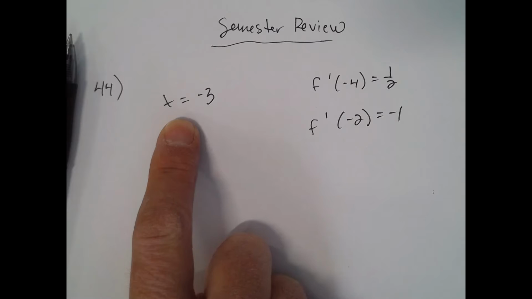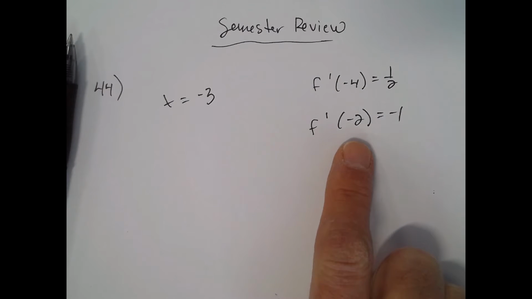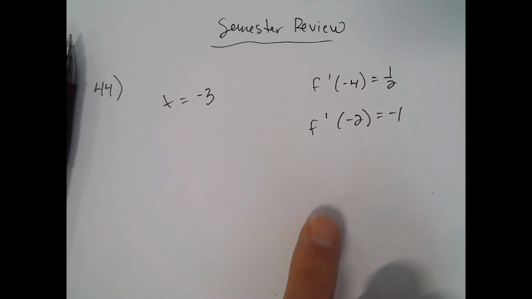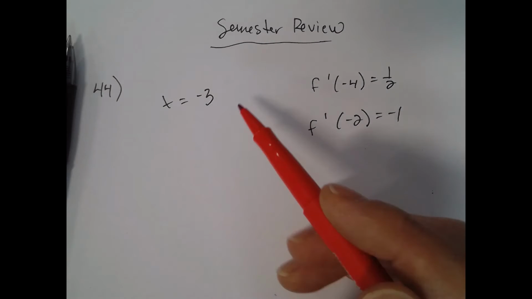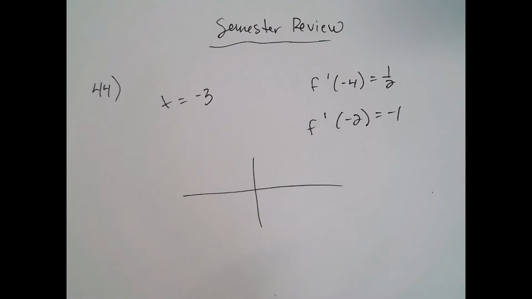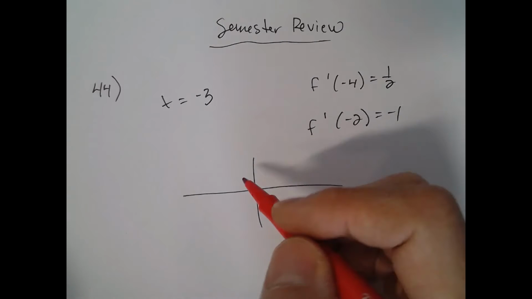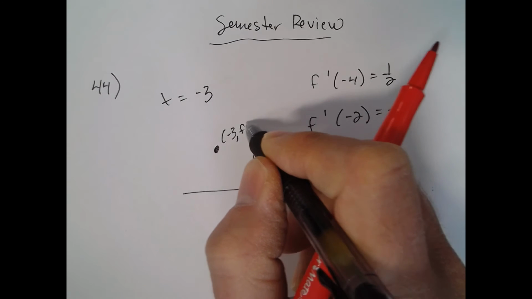If we know that f prime of -4 is 1/2 and f prime of -2 is -1/2, and it's important to note that -3 is the only critical number. So let's see what's happening at -3 comma something. I'll call that -3, f of -3.